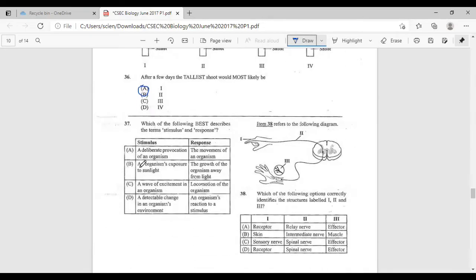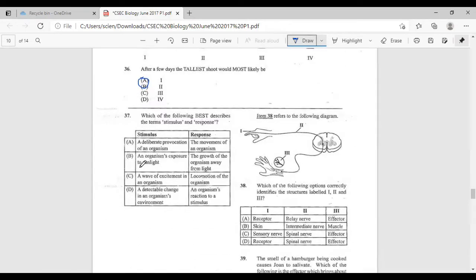Question 37. Which of the following best describes the term stimulus and response? So we've been through this already. So the answer is definitely D. A stimulus is a detectable change in an organism's environment, and the response is an organism's reaction to the stimulus.